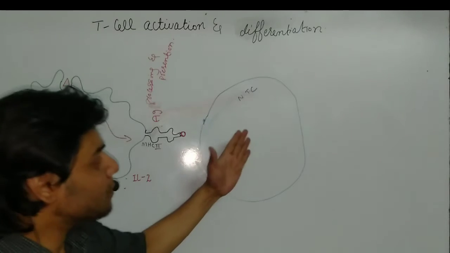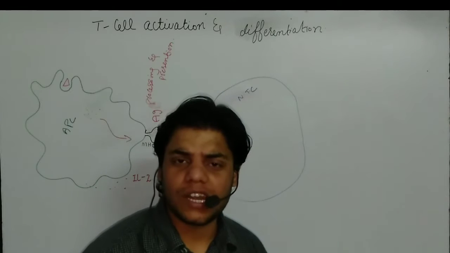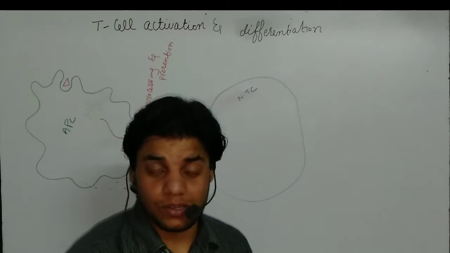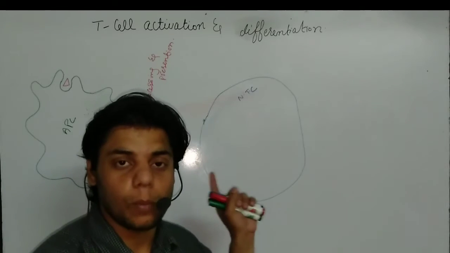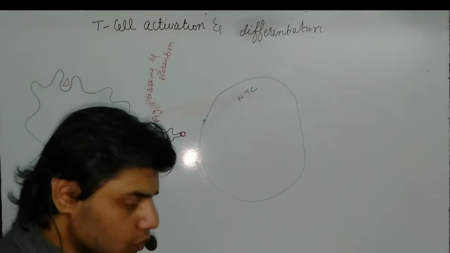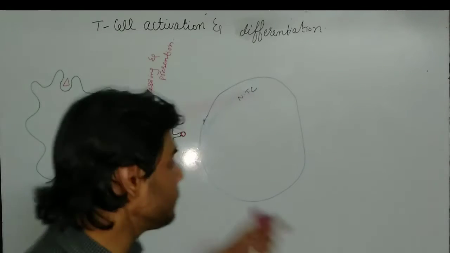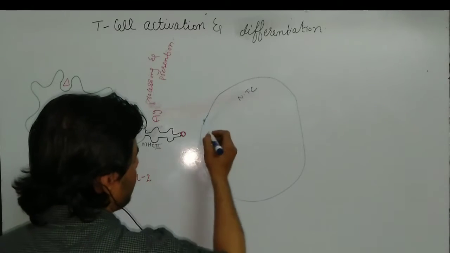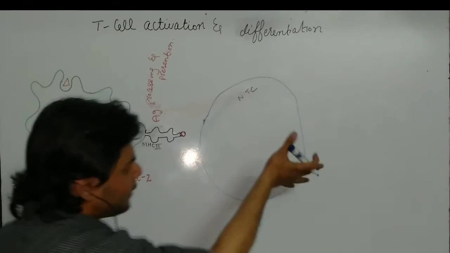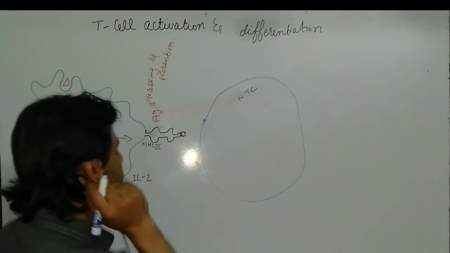Although we already explained the cytotoxic T lymphocyte, its activation and differentiation, in detail, if you want to watch it, it is present on my channel. You can go back and watch. Here, let's suppose we are discussing the helper T cell. I also explained the helper T cell before. This is, let's suppose, the T cell receptor, and this is the T cell. Once they are attracted by this interleukin 2, then what happened?